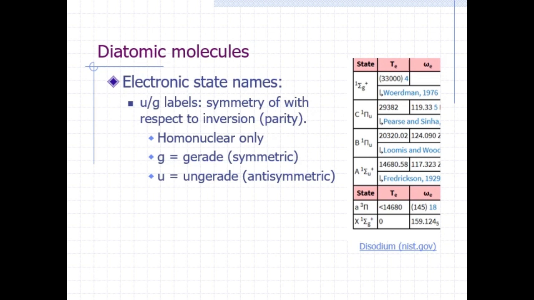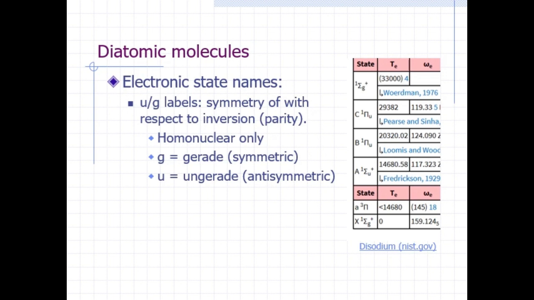If we get back the same wave function, then the electronic state is said to be symmetric and is designated as gerade. If we get back the negative of the wave function, then the electronic state is said to be antisymmetric and is designated as ungerade.